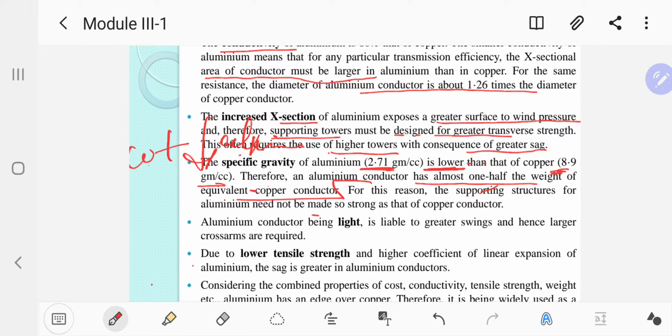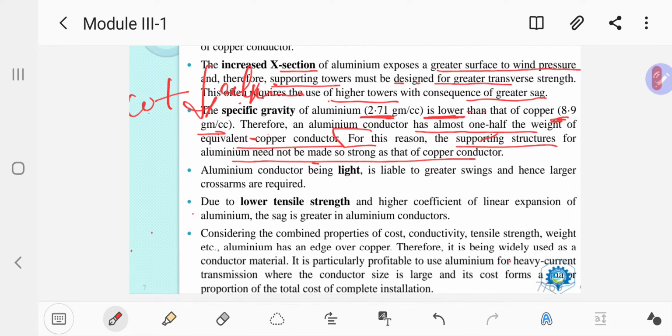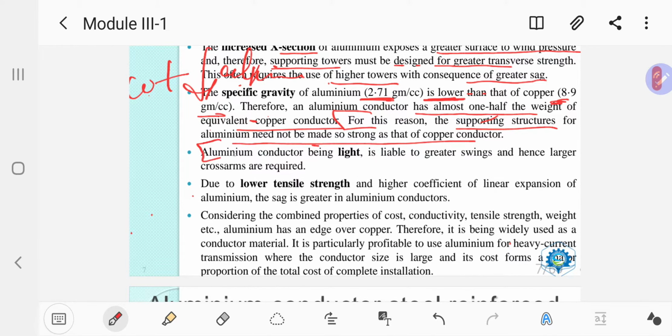So for this reason, what is the advantage? The supporting structures need not be made so strong, as in the case of copper conductors. But aluminium being light is also a disadvantage. Aluminium being light, it is liable to greater swings. Because of the wind, the swing will be very high, and because of this, longer cross arms are required in the case of aluminium.